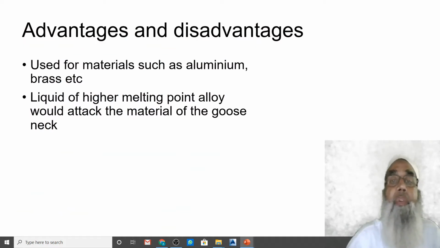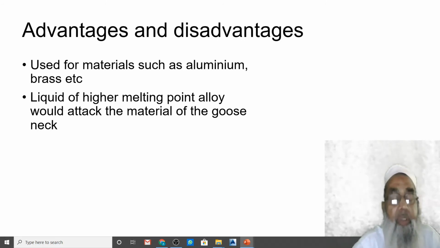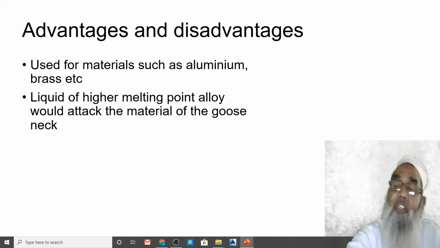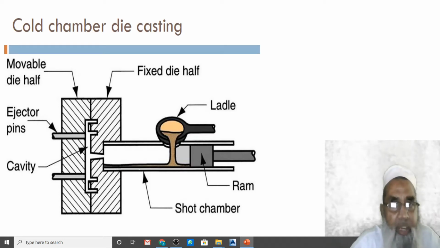Now the advantages: it can be used for aluminum, brass, etc. But for metals of higher melting point it cannot be used, because the liquid metal will attack the material of the gooseneck and spoil it.